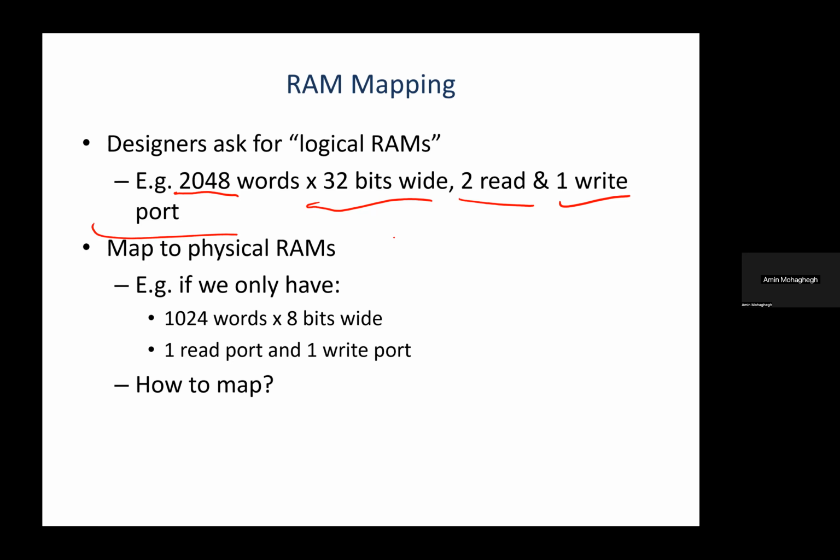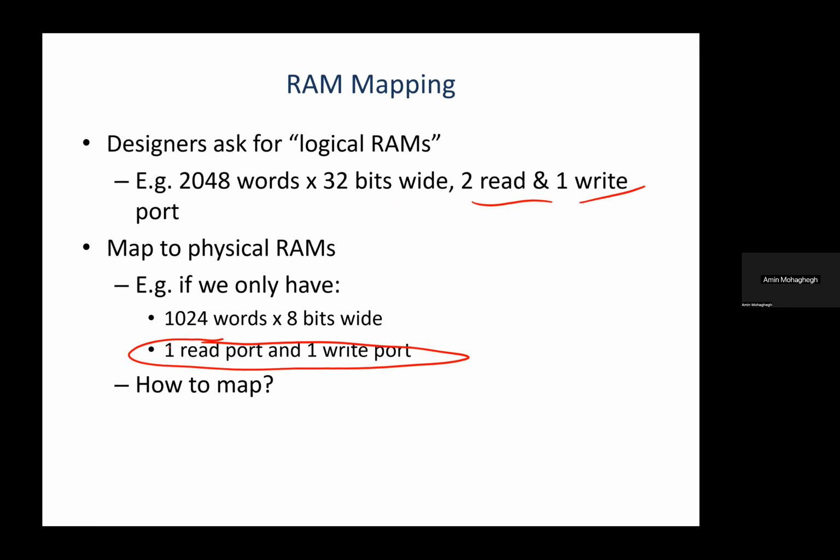We're going to go through an example of how we map that to physical RAMs. I don't actually have this on my FPGA. What my FPGA has is a whole bunch of 8 kilobit RAMs. They can do 1024 words, and those words are 8 bits wide. But I have a lot of these, potentially thousands of them on my chip. And each of these physical RAMs can't do 2 reads and 1 write. It has 1 read port and 1 write port.